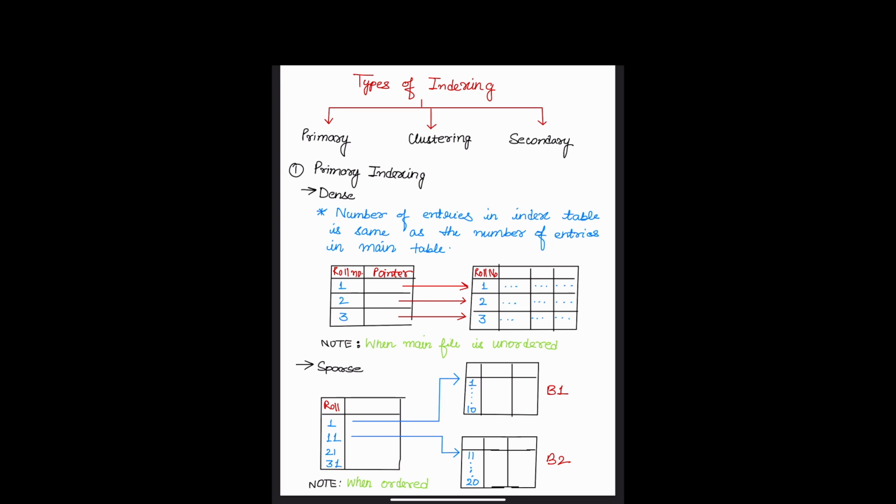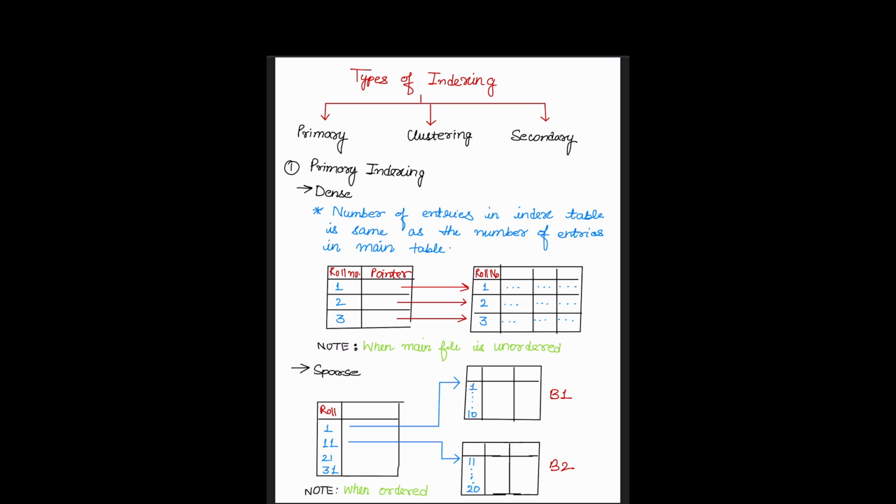Meaning the roll numbers will not necessarily be in order. It can be like this: 1, 4, 7, 6, 5, 2, like this. So as you can see, for each roll number, that is the primary key, we have an entry in the index table and we have pointers that are pointing to that particular record. So it becomes very easy: from that particular index, we can go to that base pointer address and find that record.